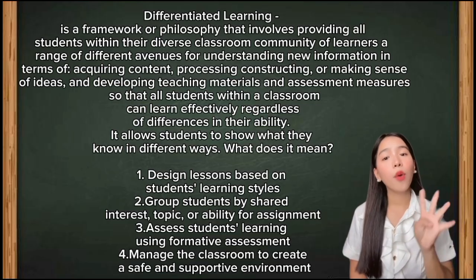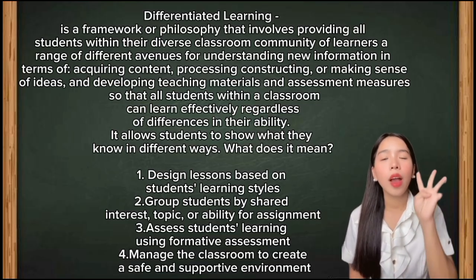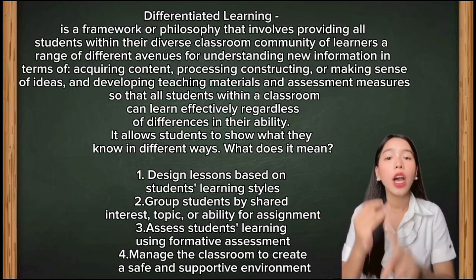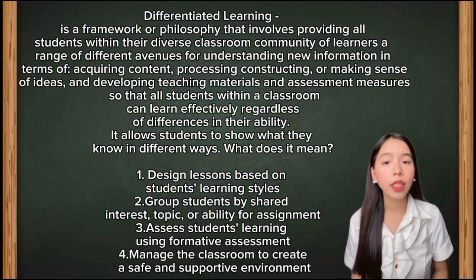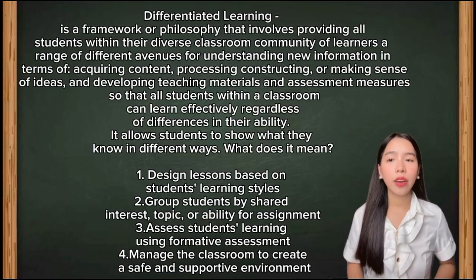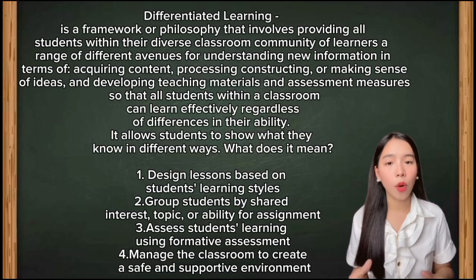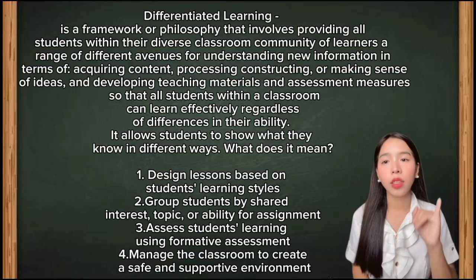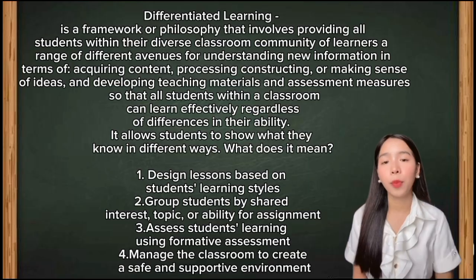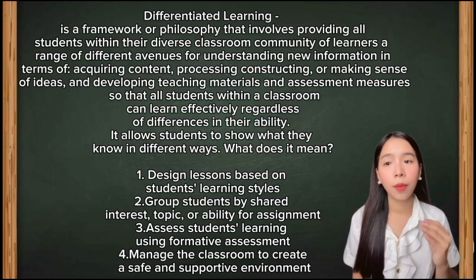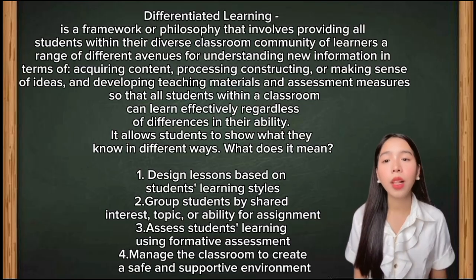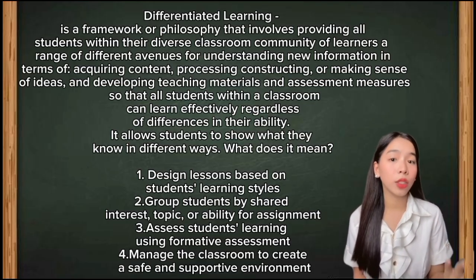So we have here the four key aspects of differentiated learning: learning style, groupings, formative assessment, and the supportive environment. For learning style, teachers consider how students learn best, like visual or auditory, and adapt their teaching accordingly. We also have groupings. Students might work individually, in a small group based on their shared interests or skill level, or as a whole class depending on the activity.